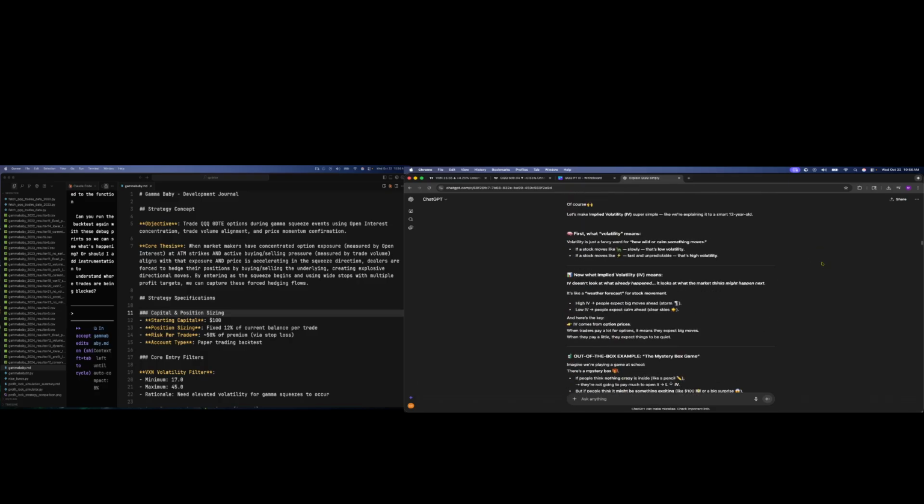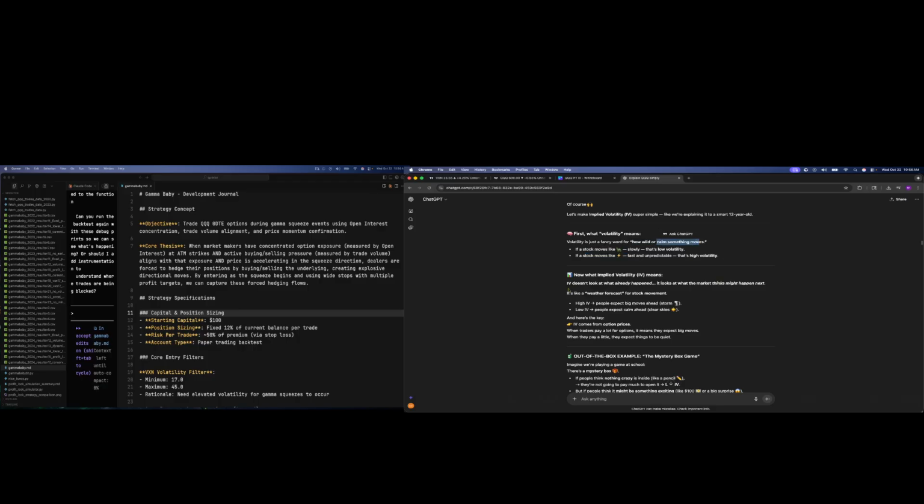All right. So here's volatility and implied volatility. Volatility is just a fancy way of saying how wild or how calm something is. When the stock moves like a turtle, slowly, that's low volatility. When the stock moves like lightning, fast and unpredictable, that's high volatility.